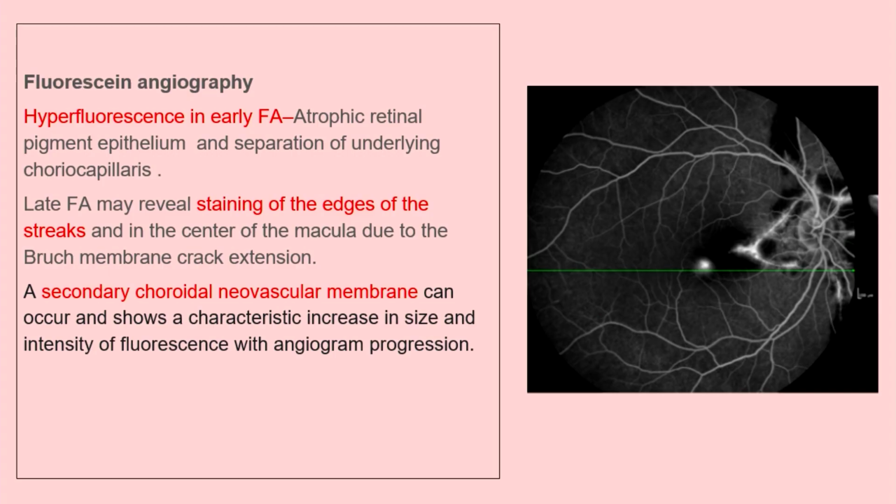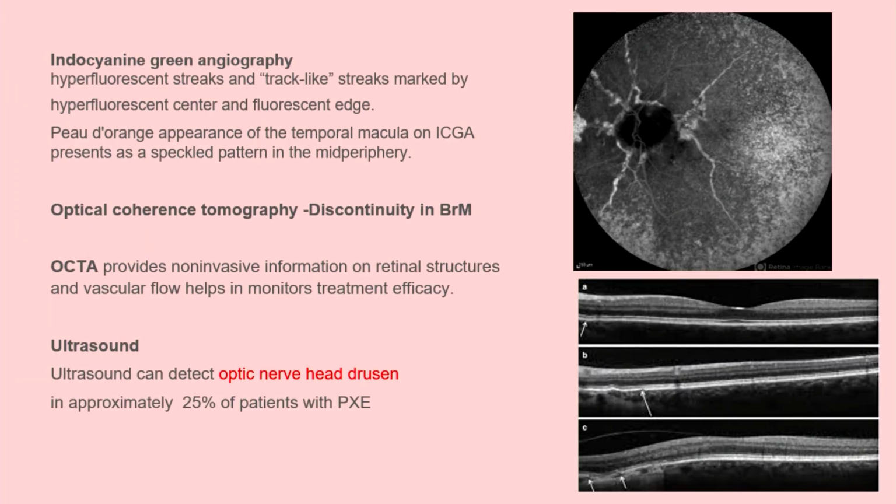In the late FA phase, there will be a staining of the edges of the streaks, and if it is an active CNVM, we can see the leak in the late phase of the angiogram. ICGA is the gold standard, and it shows a track-like streak marked by a hyperfluorescent center with hypofluorescent edges, and pseudo-orange appearance can also be seen in the mid-peripheral region in the ICG.